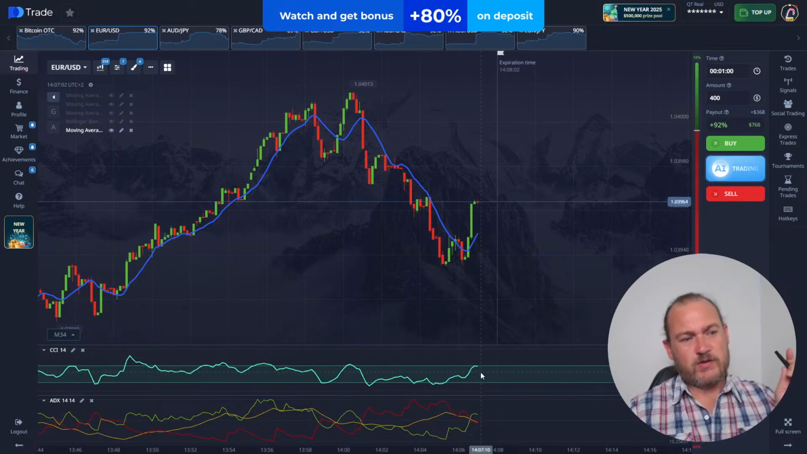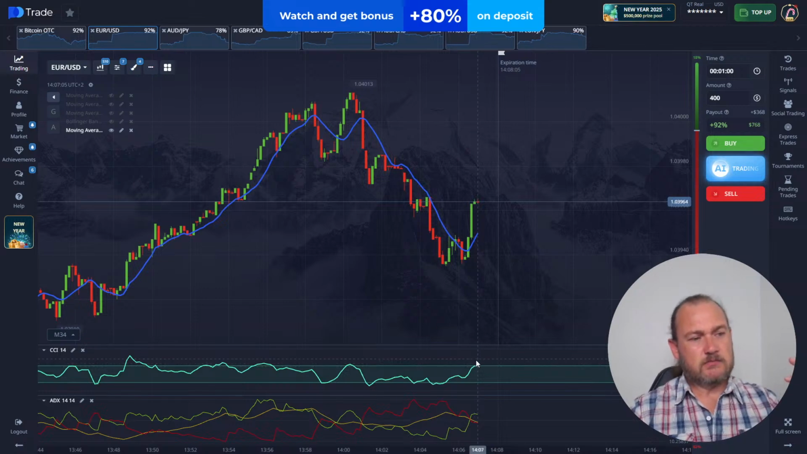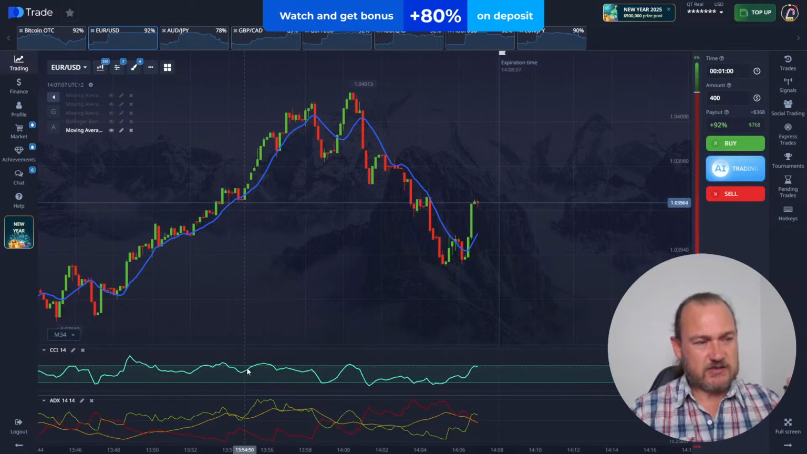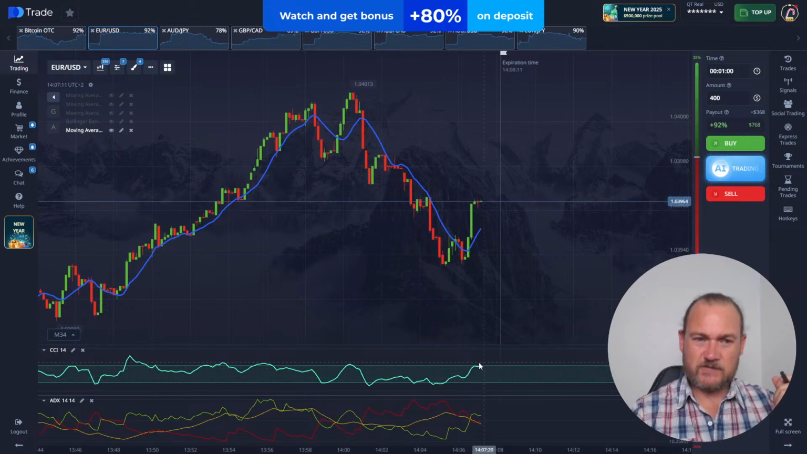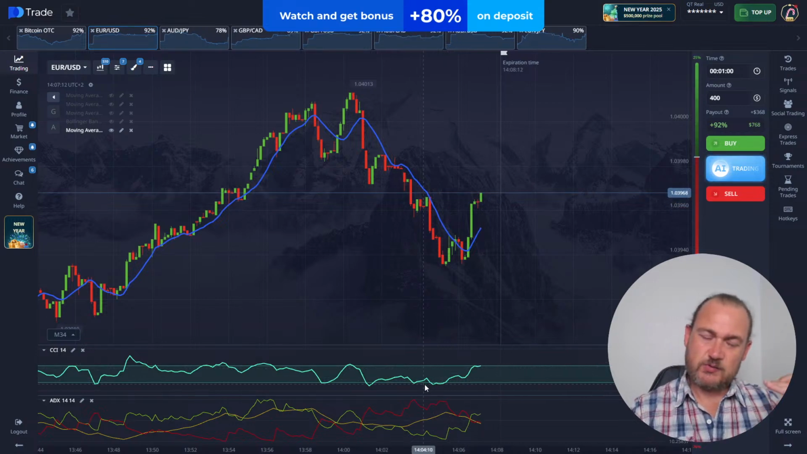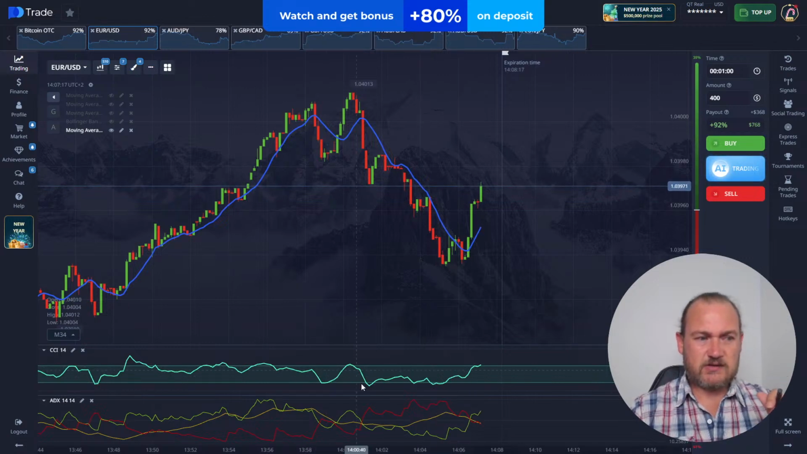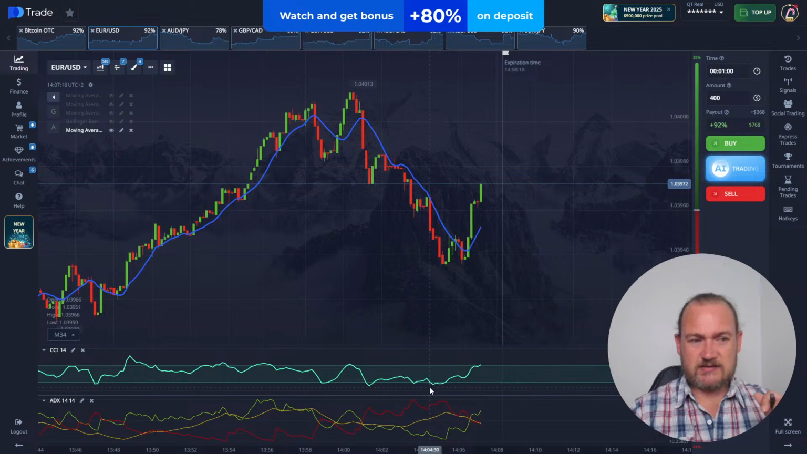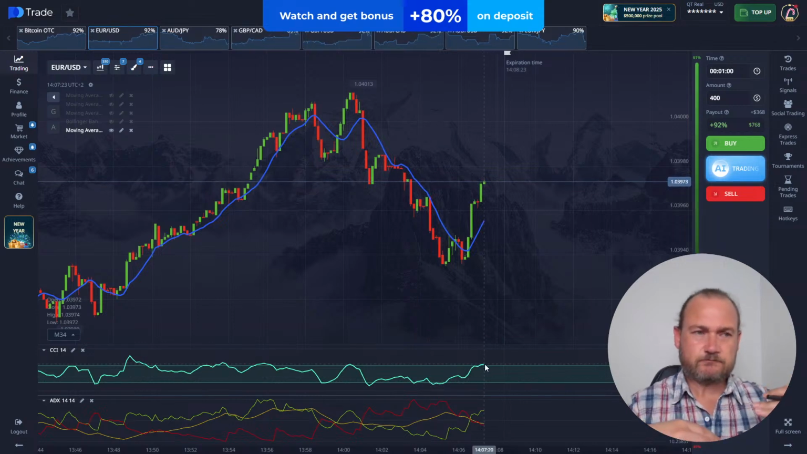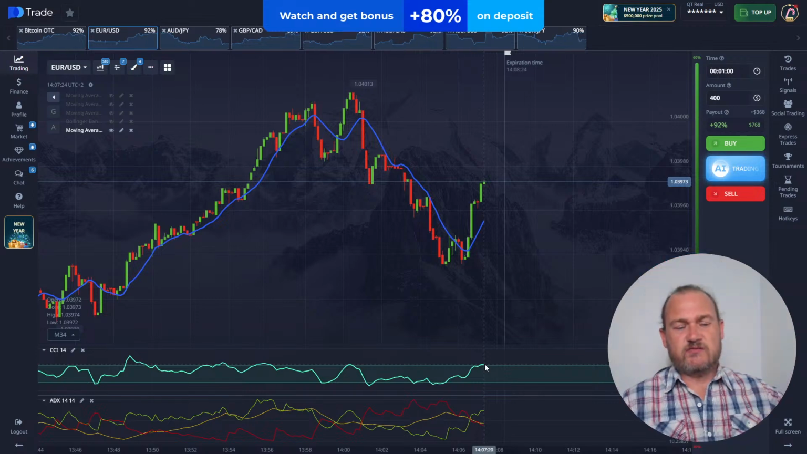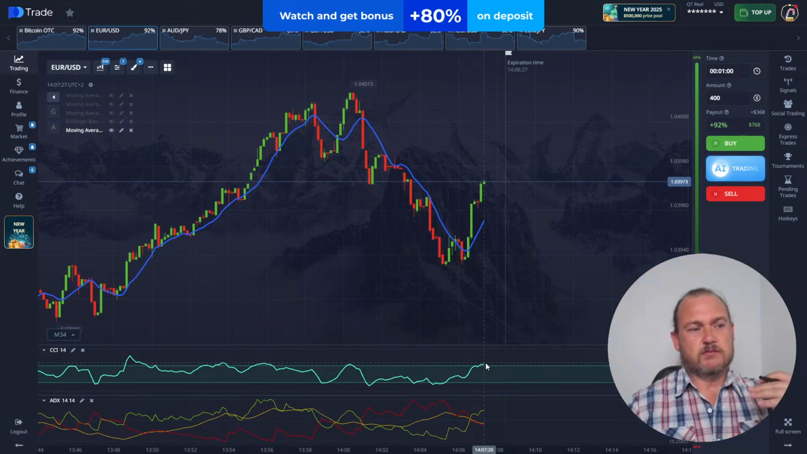Okay, so CCI. We can see, as I explained earlier, the CCI will always remain within the positive 100 and negative 100 values most of the time. But there are areas where this will get outside of those levels. And these are the levels we want to pay attention to.